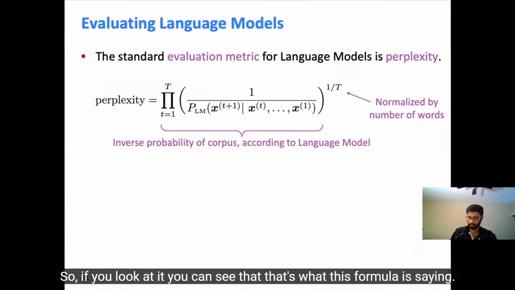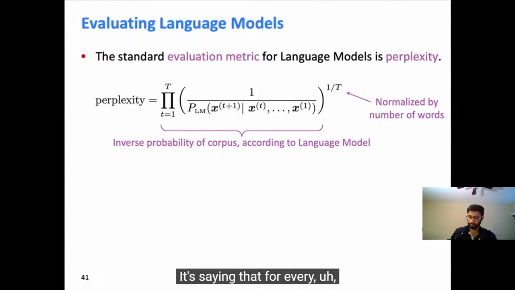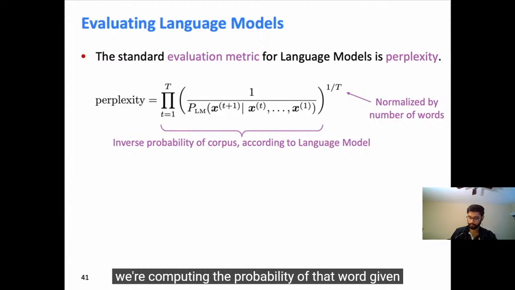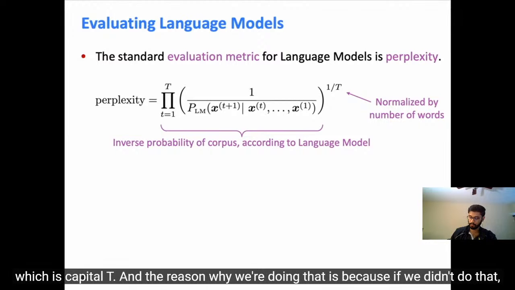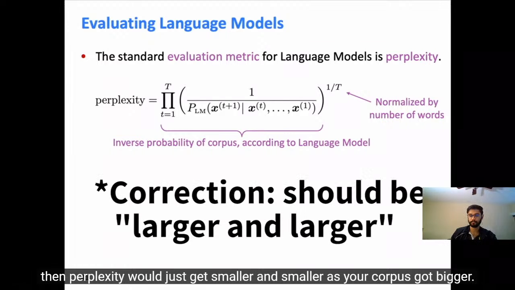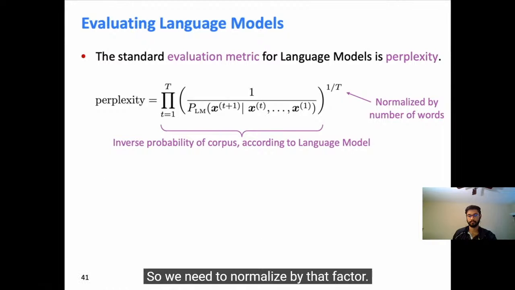If you look at it, you can see that that's what this formula is saying. For every word xt, lowercase t, in the corpus, we're computing the probability of that word given everything that came so far, but it's inverse, so it's 1 over that. Then lastly, we're normalizing this big product by the number of words, which is capital T. The reason we're doing that is because if we didn't, then perplexity would just get smaller and smaller as your corpus got bigger. So we need to normalize by that factor.